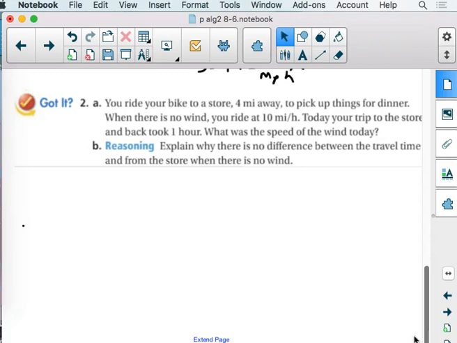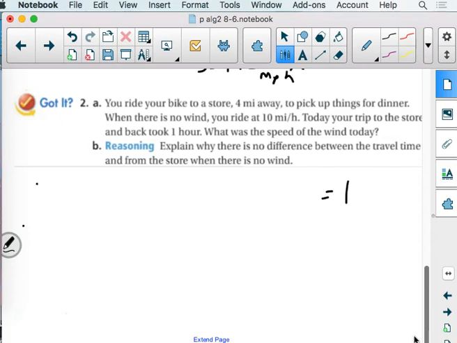So you ride your bike to the store 4 miles away to pick up things for dinner. When there's no wind, you ride at 10 miles per hour. Today your trip to the store and back took you 1 hour. What was the speed of the wind today? So what do we start with? What's our total? 1 hour.